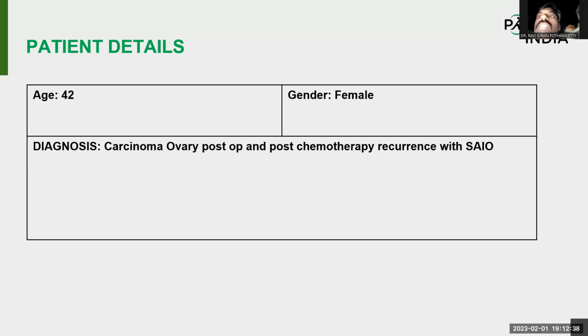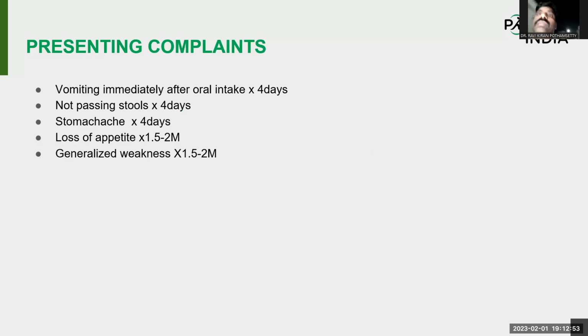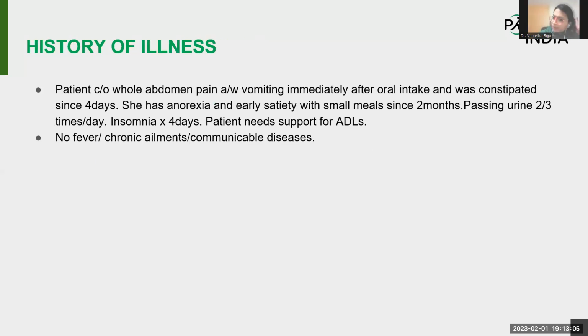The patient, female, 42 years old, is an ovarian cancer patient post-op and post-chemotherapy, which was received outside somewhere, and she presented to us at the time of admission with subacute intestinal obstruction. Next slide. The presenting complaints were vomiting immediately after oral intake since 4 days, not passing stools, stomachache, loss of appetite, and generalized weakness. Next slide.